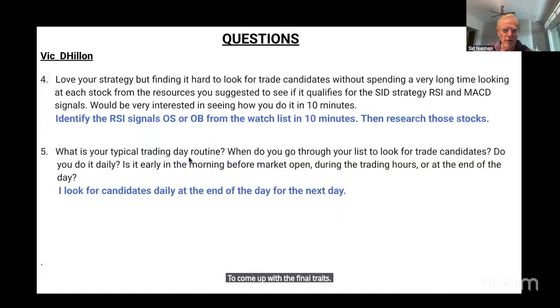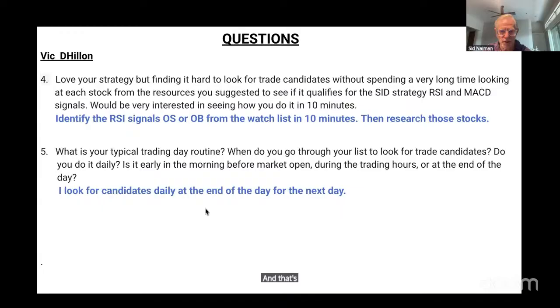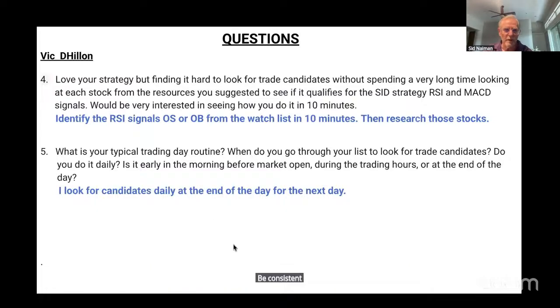All right, what's your typical trading day routine when you go through your list to look for trading candidates? Do you do it daily? Is it early in the morning? All right, so I look for candidates daily at the end of the day for the next day. I see what the RSI signals are, and I dive deep into the stock if it's oversold or overbought, and that's when I look at the time frame. But not everyone has that ability. What I would say is, be consistent. If you want to do it at the beginning of the day, do it all the time at the beginning. Be consistent in when you do it. That's going to be key.